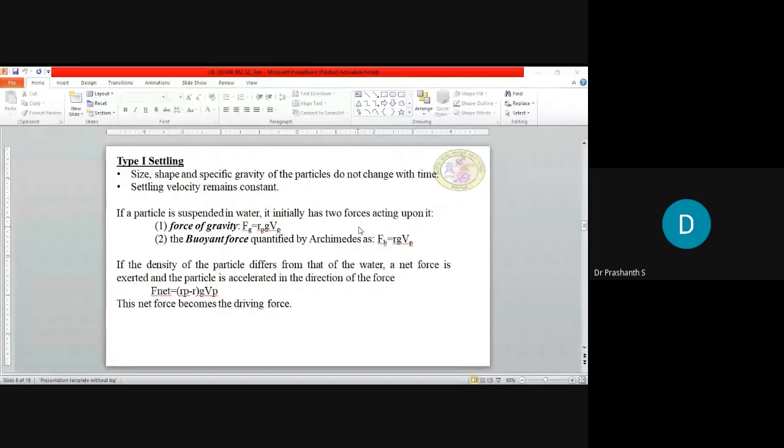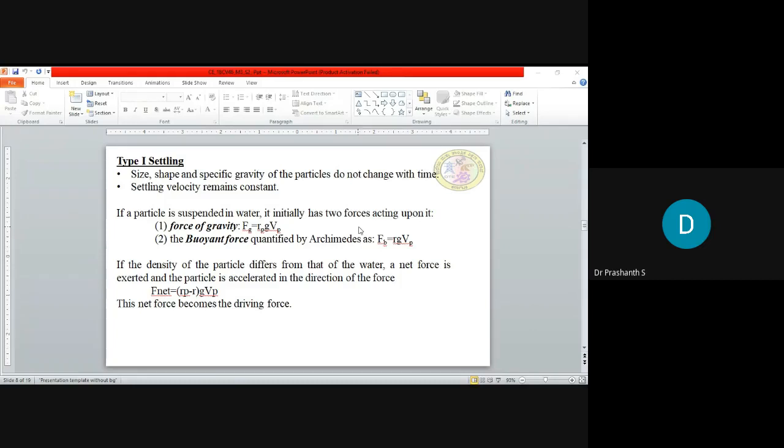Let us study type 1 settling in detail. Type 1 settling, as explained in the previous slide, is nothing but discrete settling. What is discrete settling? Every particle present in the water, or impurities present in the water, settles individually. There is no contact between the particles. Every single particle is individual. So size, shape, and specific gravity of the particles do not change with time.